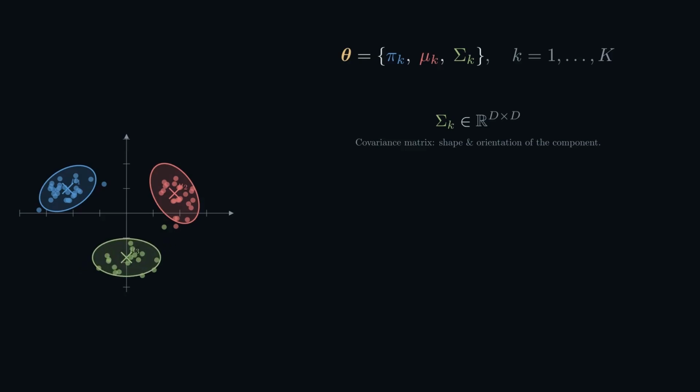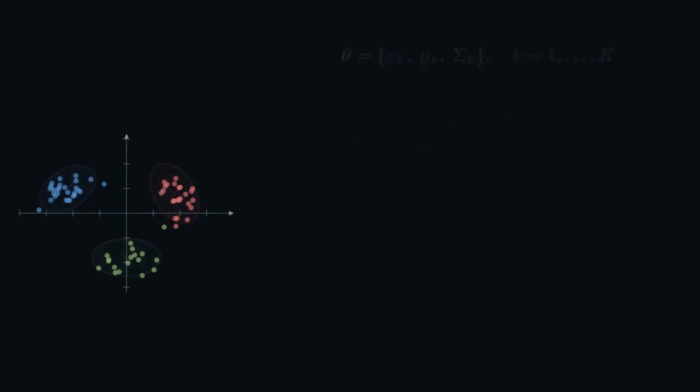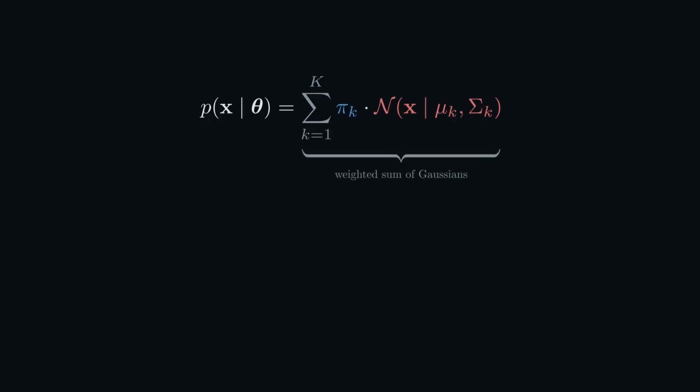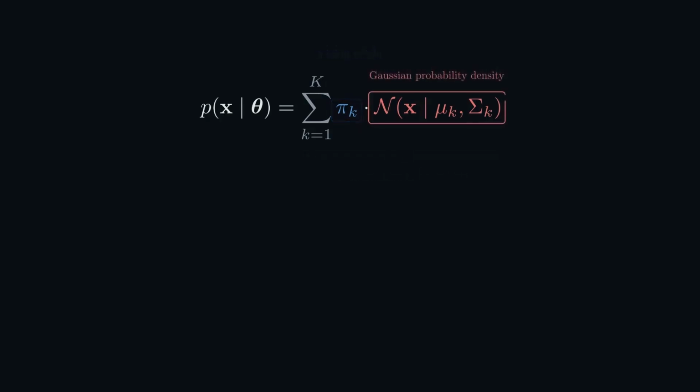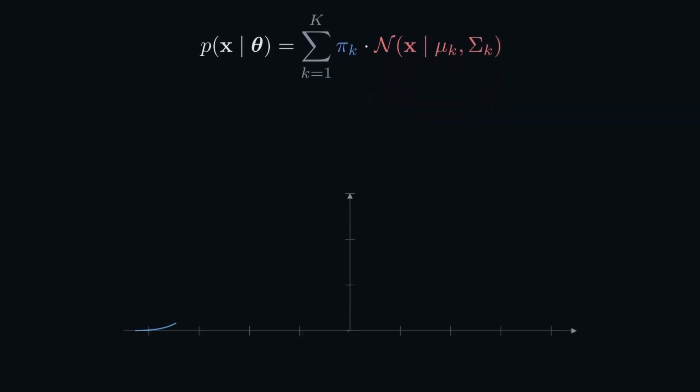The probability density function of our data is a weighted sum. P of x given theta equals the sum over k of p sub k times N of x given mu sub k and sigma sub k, where N of x given mu sub k and sigma sub k is the probability density function of the normal distribution.